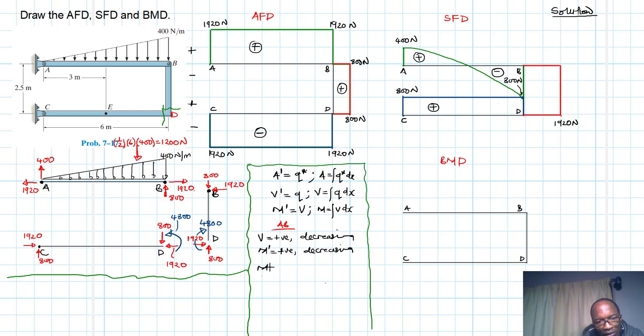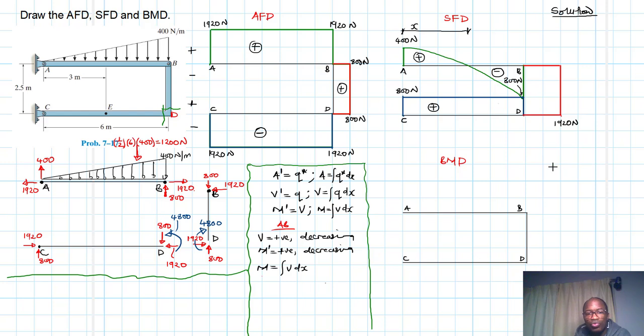And the magnitude is the area under the shear diagram. So this we cannot just work out exactly. For us to find that magnitude, we need this distance from here, where we have shear becoming equal to 0. We need that point here where shear is equal to 0. So how do we find this?